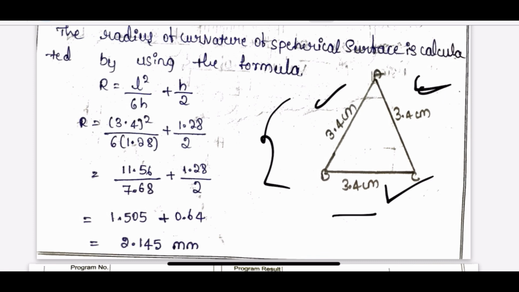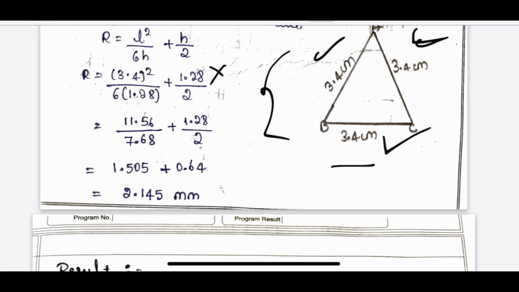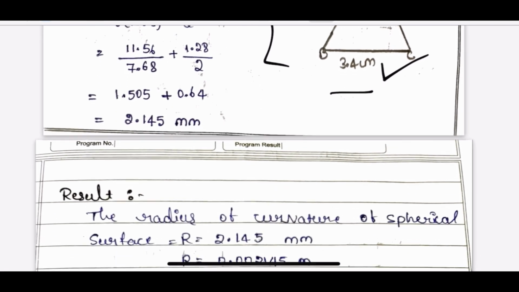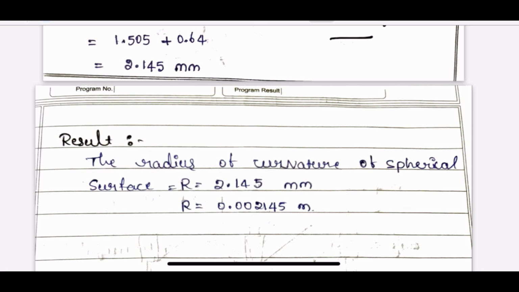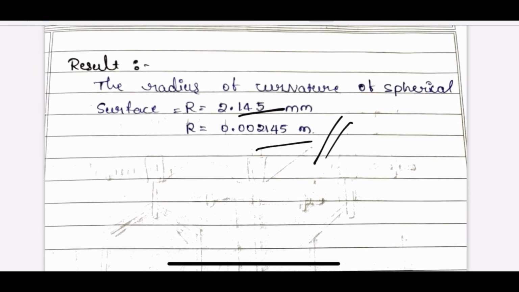Here they kept the values in millimeter. Like that, you can also convert directly in terms of meter and do the simplification. That is also applicable. Here they took it in millimeter and finally converted to meter. This value divided by 1000 becomes 0.002145. This is the radius of curvature of the given spherical surface. Like that, we have to do the experiment. Thank you.